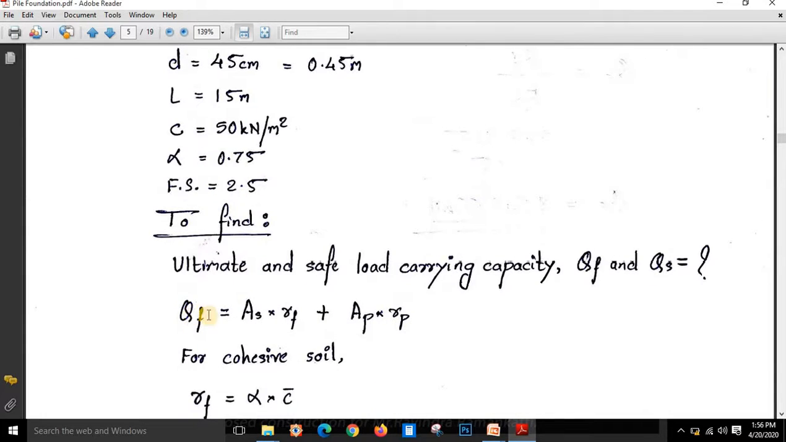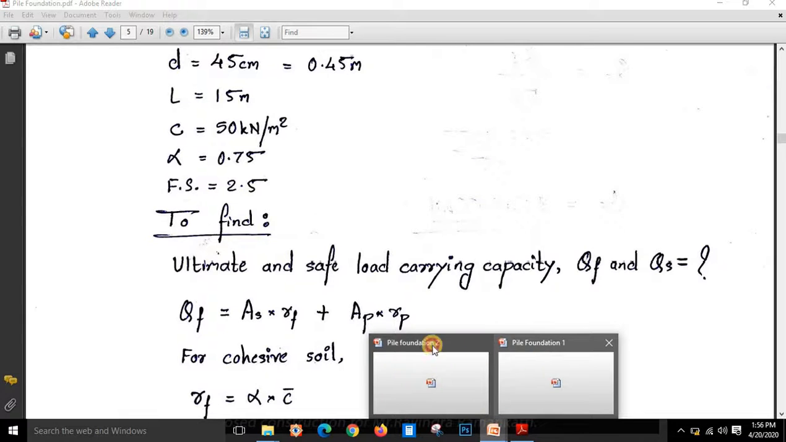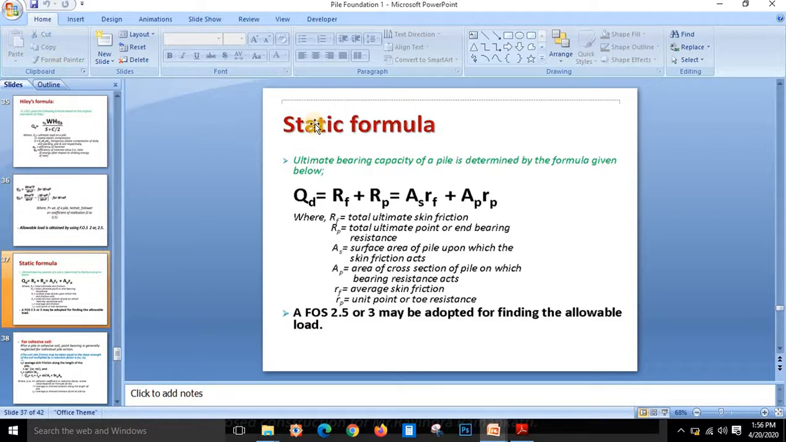To calculate this ultimate load carrying capacity, we are going to use this formula. I will show you the formulas which we have discussed previously. Static formula we are going to use because the data which they have given matches the static formula. Generally we use static formula unless they specify particularly a method, like dynamic formula or ALS formula. Until they specify, we are going to use the static formula. So in static formula, it is very simple, AS into RF plus AP into RP.